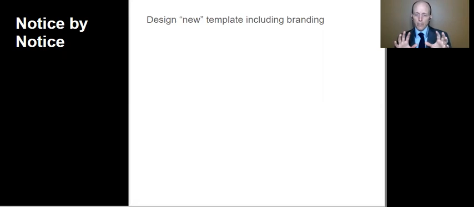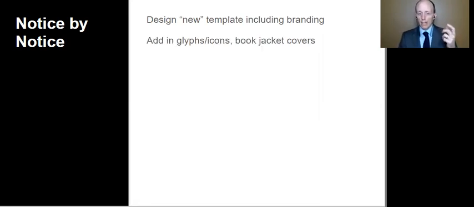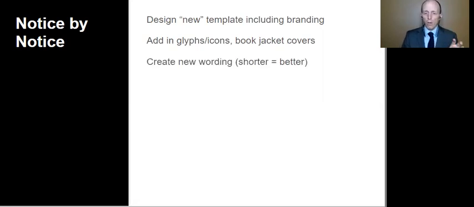The idea here is that you would start deploying certain notices, one at a time, to help you fully test things that are out there. So you would design your new templates, including branding and adding in any glyphs or icons or figuring out how to implement and include your book jacket covers. You would figure out what wording you're going to use for notices, and this is a big time to consider shortening up any wording that you have.